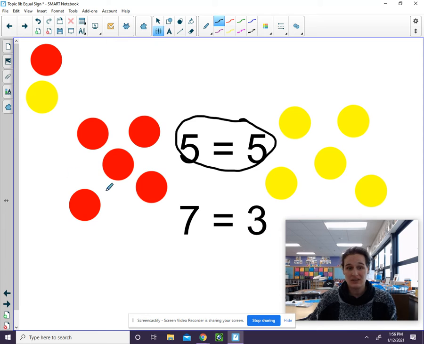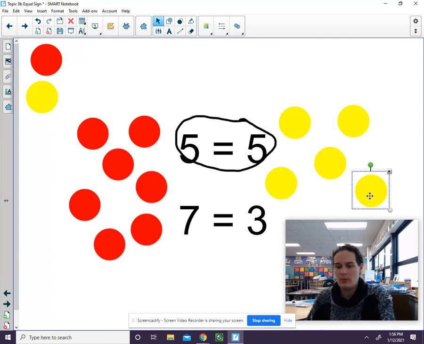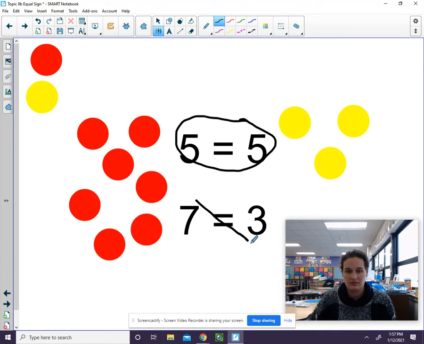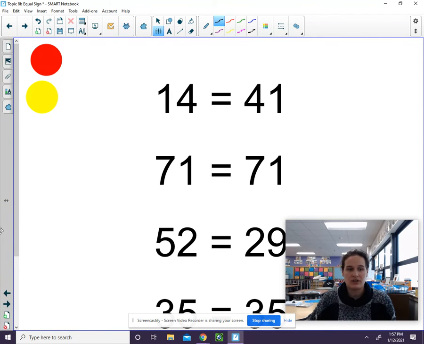Now let's take a look at this one. 7 equals 3. Well, I will add 2 more down here. So now I have 7 red dots, and we're going to get rid of a couple to make it 3 yellow dots. Now, does this amount look the same? No, 7 equals 3 is not a true equation. We would say this is a false equation, or that it's incorrect.